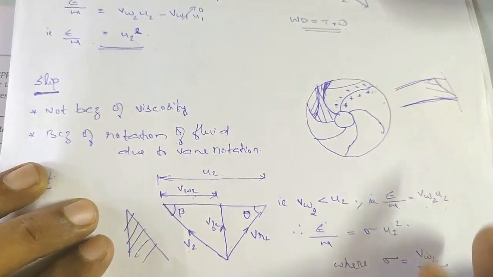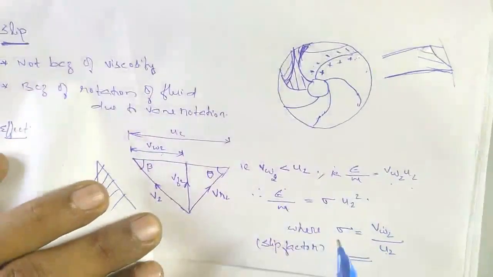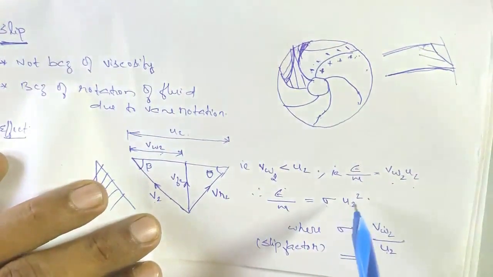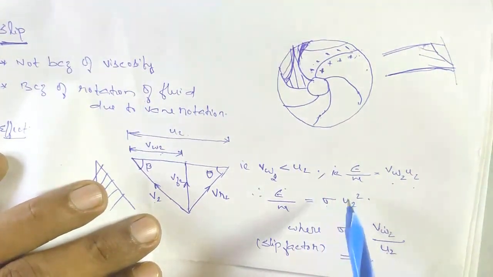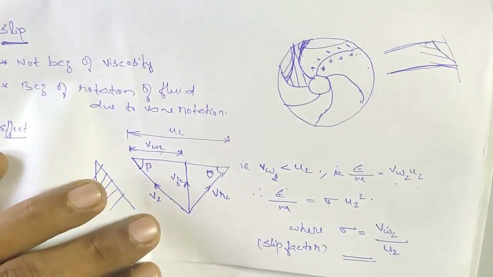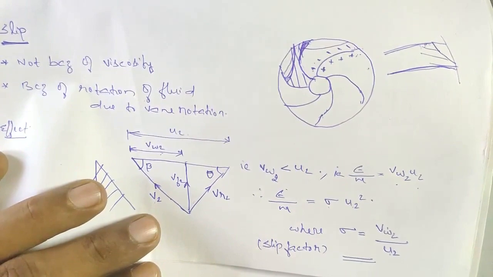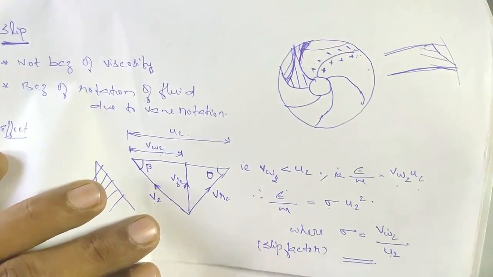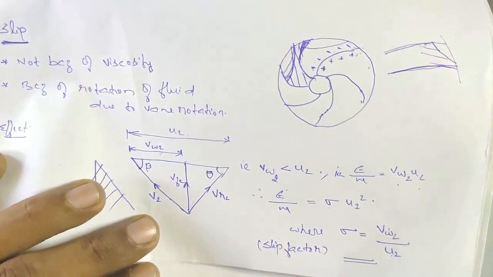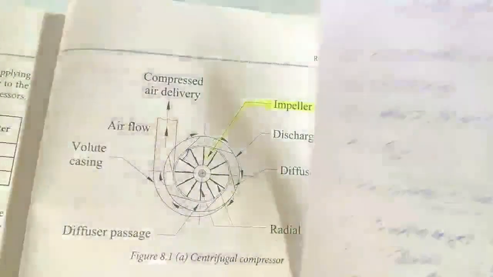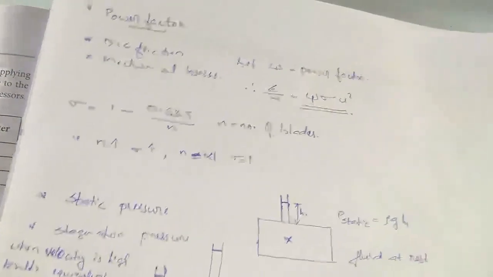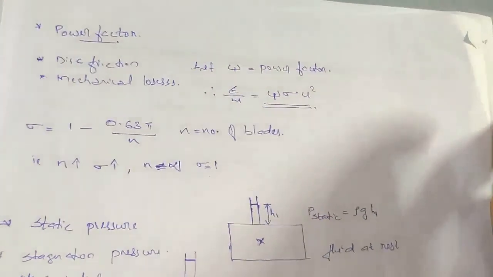So we have to introduce a term known as the slip factor, which is equal to VW2 by U2, so that energy per mass is not equal to U2 square but slip factor into U2 square. So because of slip, the energy per unit mass is not equal to U2 square but it is equal to VW2 U2, or it is equal to sigma U2 square, where sigma is known as the slip factor. You can have an expression for slip so that we can analyze the effect of the slip on the performance of the compressor.